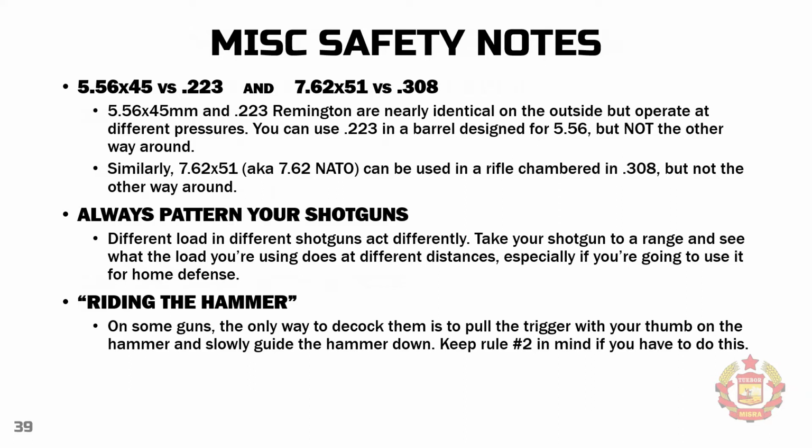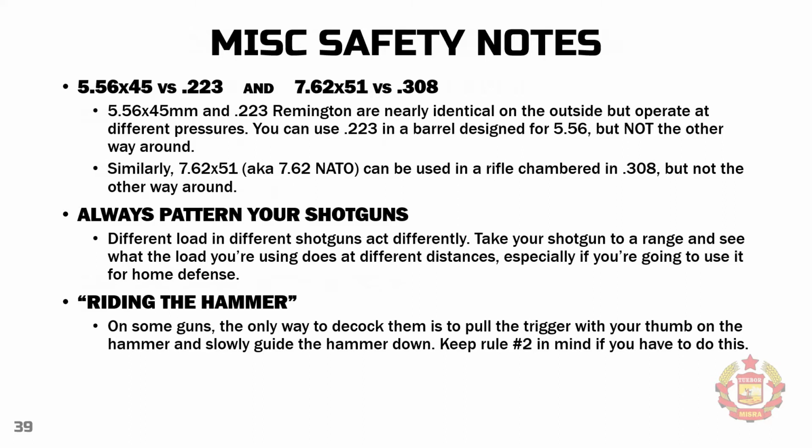Similarly, 7.62 by 51, aka 7.62 NATO, can be used in a rifle chambered for .308, but not the other way around. Another one of those cases where there is a millimeter measurement and a caliber measurement for both, identical bullet types.